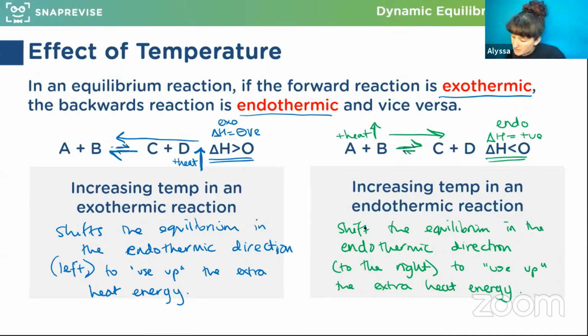Oh, have I written it the wrong way around? Oh, I have, sorry. That should be the other way around. Delta H is greater than 1. Apologies, because this is talking about an exothermic reaction and it's talking about the forwards reaction being exothermic. So sorry, our delta H values were wrong there. Good spot, well done. Delta means change in.